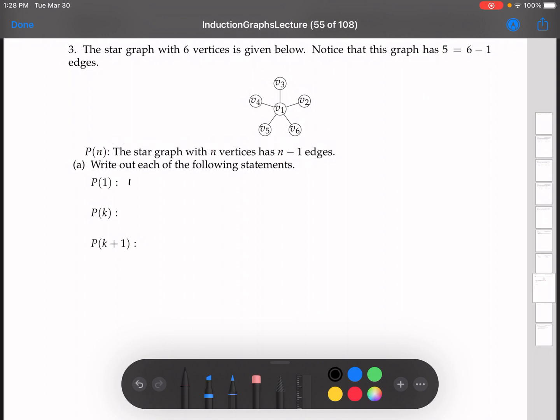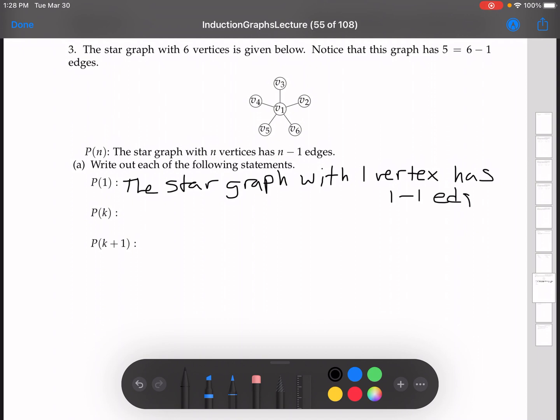Okay, so the star graph with one vertex has 1 minus 1 edges. That's it. You don't even need to make 1 minus 1 equal 0. Don't do any math. Just replace the n with a 1.